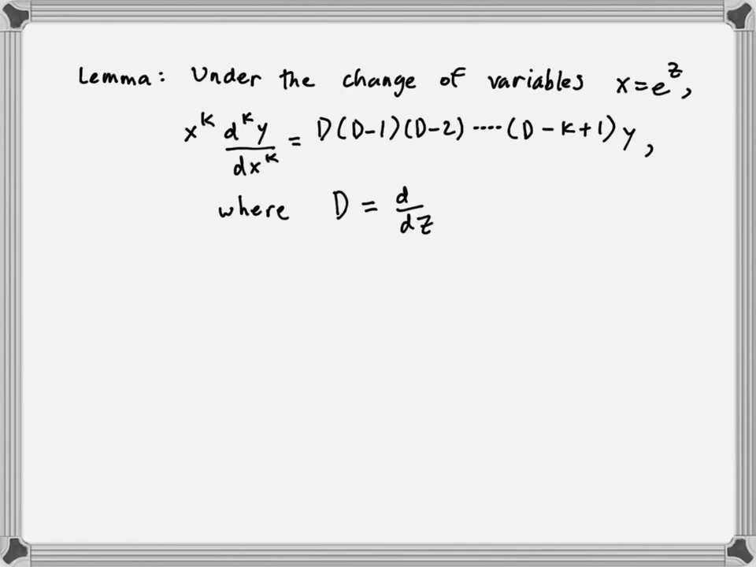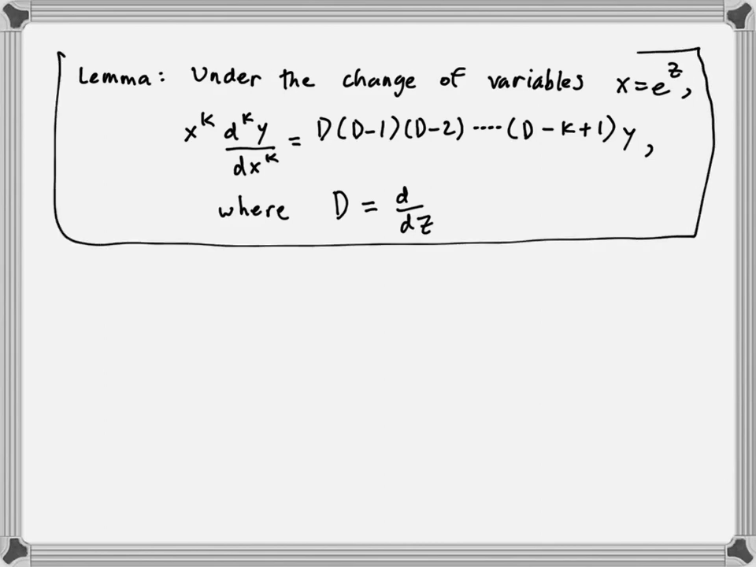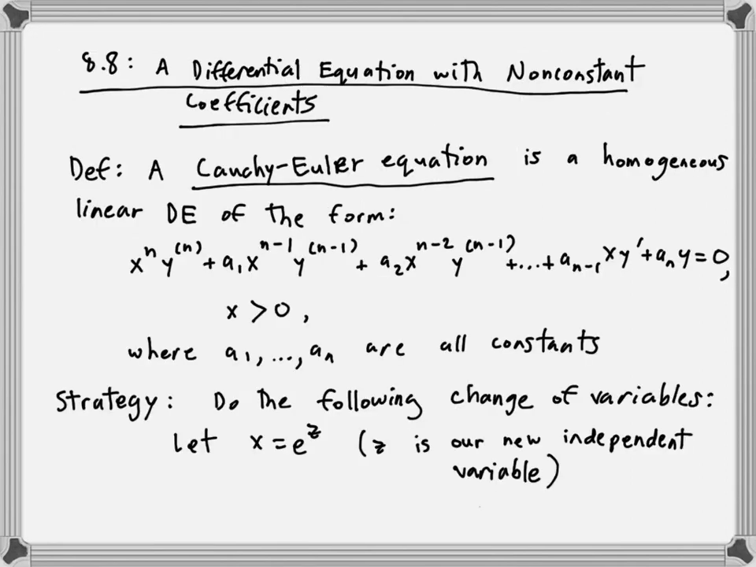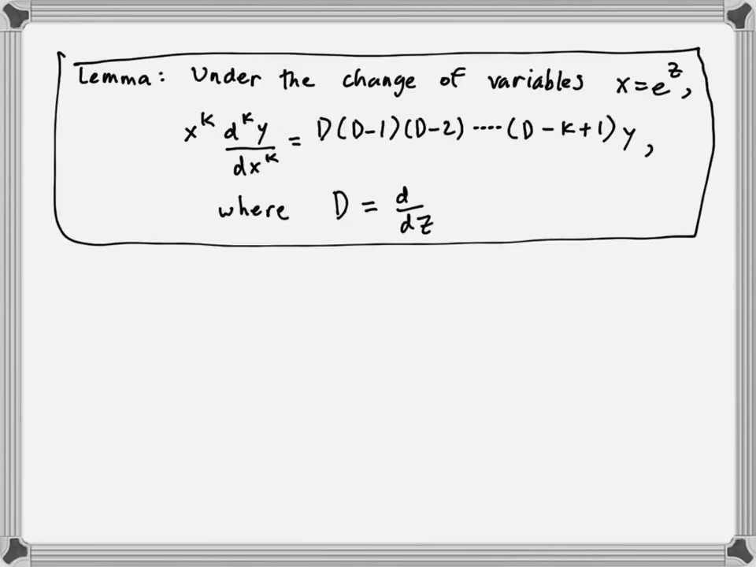So this lemma tells us what happens with each of these pieces. If you look back at the Cauchy-Euler equation, each term is an x to the power and then a derivative of that order. So what this is saying is that it's going to turn each one of those into what we have here. So how would it apply to the whole thing? That is what the following theorem will tell us. All you have to do is repeat this idea.